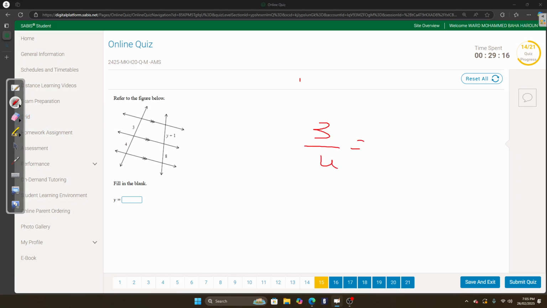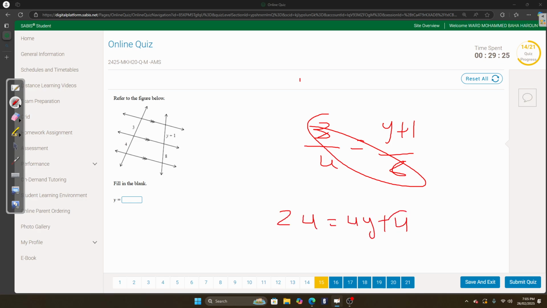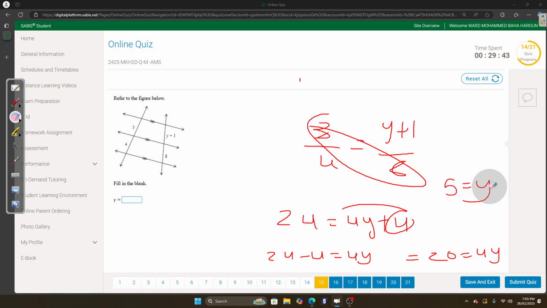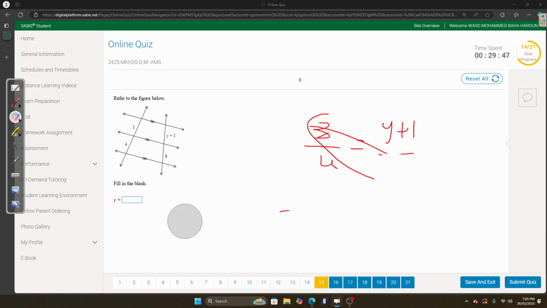3 over 4 is equal to y plus 1 over 8. You can't simplify, just cross multiply. It's 24 is equal to 4y plus 4. Take the 4 to the other side. It's 24 minus 4 is equal to 4y, which is 20 is equal to 4y. Divide by 4 on both sides. You get 5 is equal to y. So y is equal to 5. I think it's 5. Pretty sure it's 5.